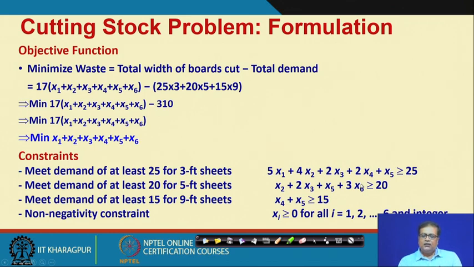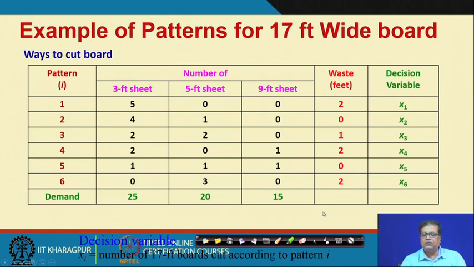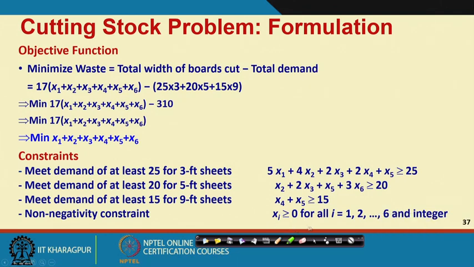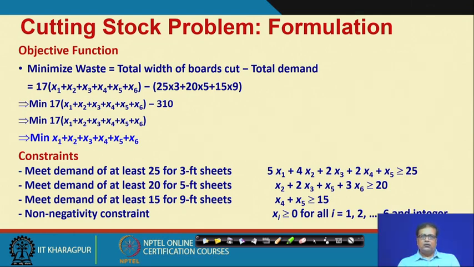Is it all right? The next one, x2 plus 2x2 plus x5 plus 3x6, that should be more than 20, that is for the 5 feet, and x4 and x5 should be 15 because 9 is only on x4 and x5. So, that should be there, and each xi should be greater than or equal to 0 for all i, as integer. So, that is how you can formulate the cutting stock problem, right. So, you understood how I formulate these cutting stock problems, but the question is they are all integers.